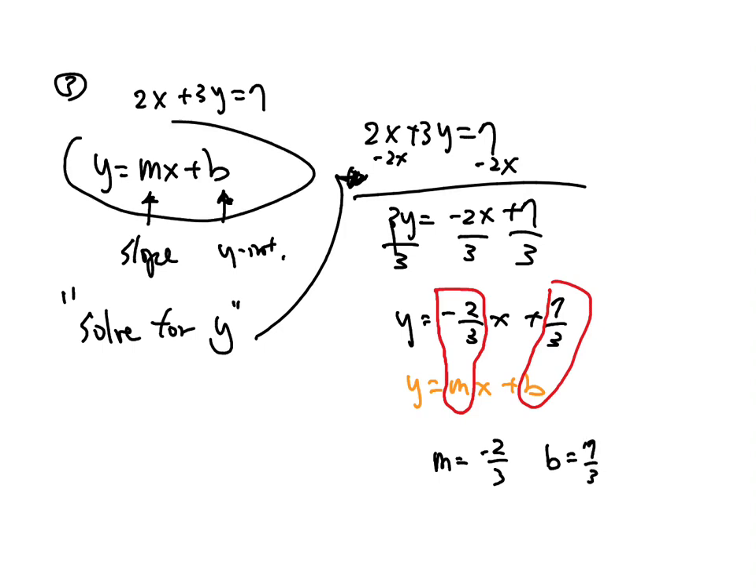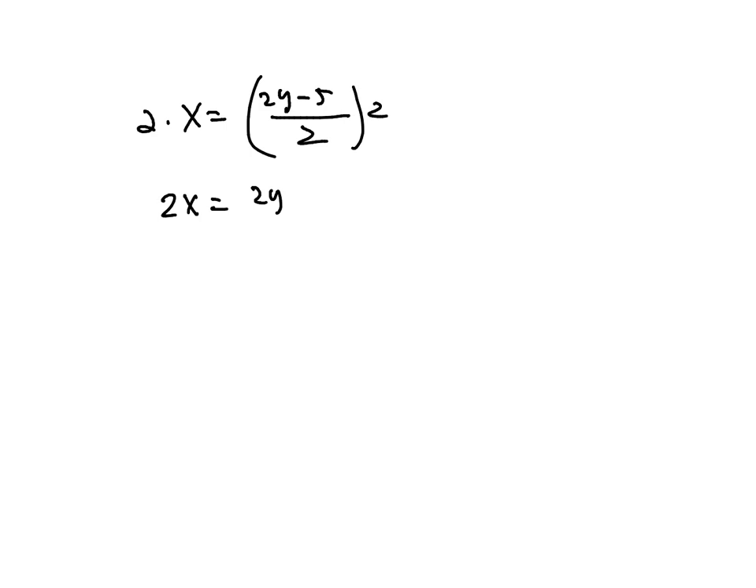y equals mx plus b. Super important. Alright, next problem. x equals (2y minus 5) over 2. If I were you, I would multiply by 2 on both sides. If I multiply by 2 on both sides, I get 2x equals 2y minus 5. We're going to solve for y, so get y by itself. So I'm going to add 5 to both sides.